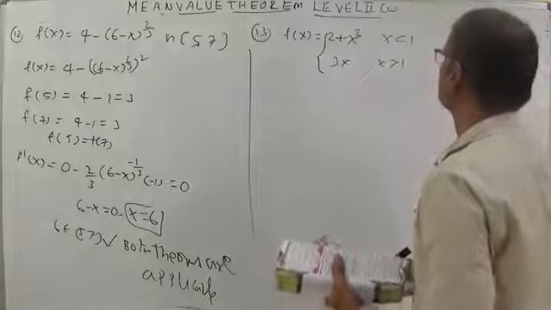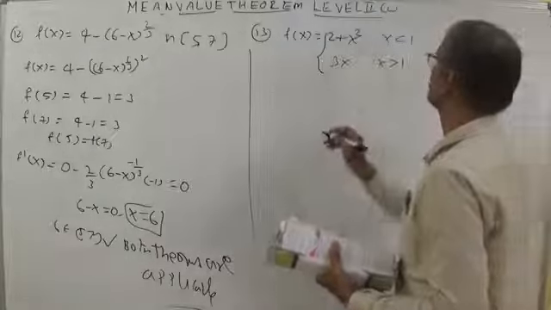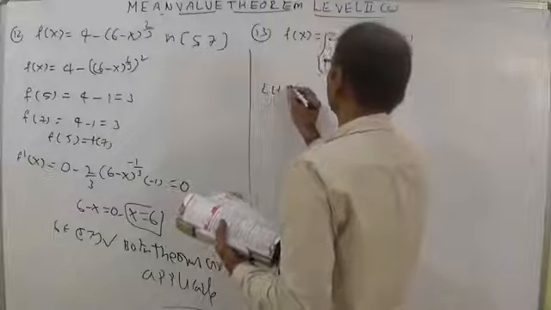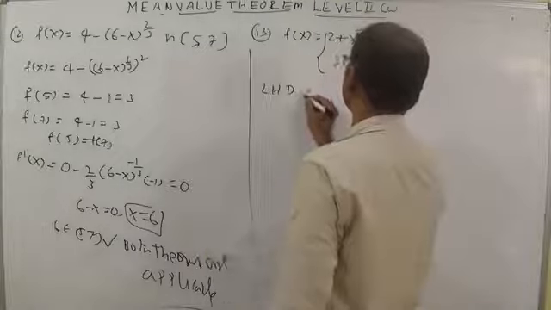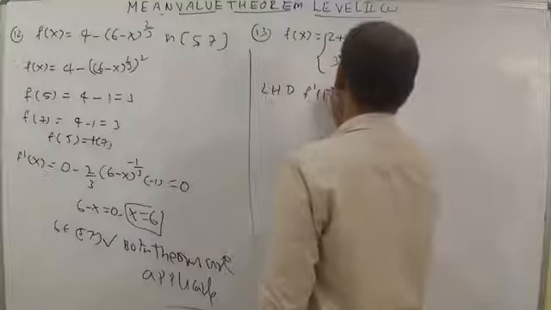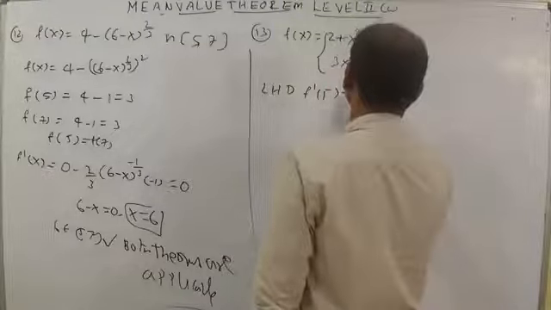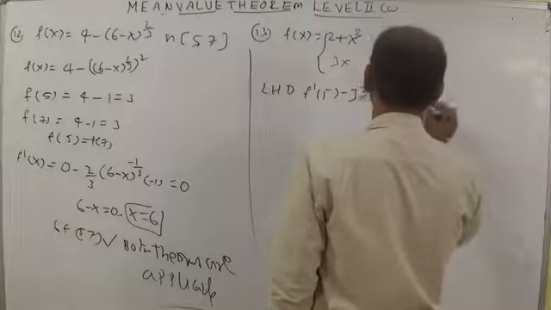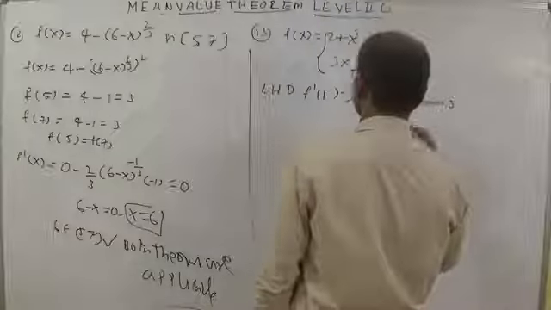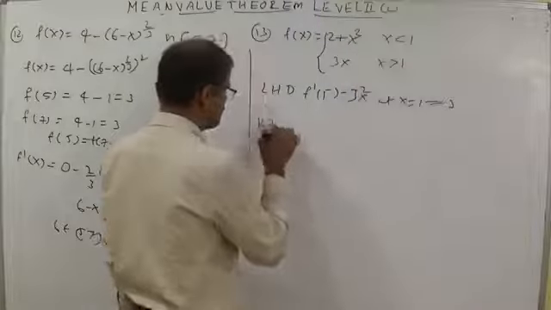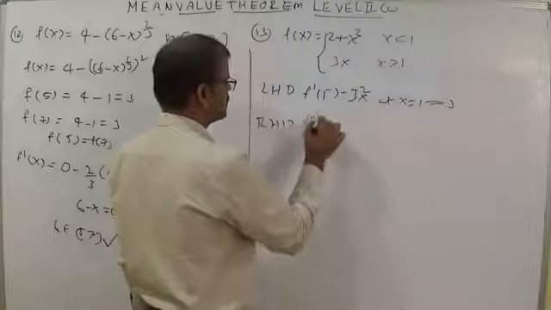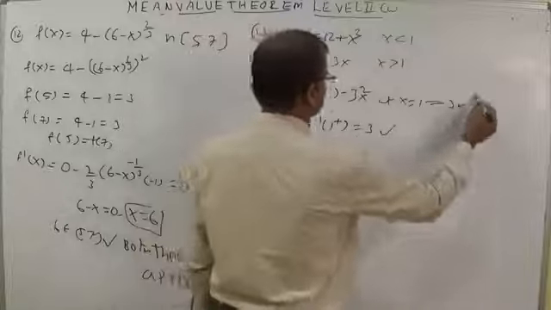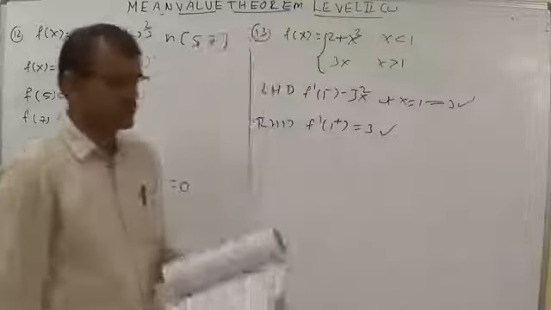The derivative of x is 3x square. Anyhow, he is saying it is applicable. LHD: f dash of 1 minus is equal to 3x square, and 3x square derivative of x at 1 is 3. Yes. Next, RHD: f dash of 1 plus is equal to 3. Yes, so it is differentiable, no doubt.